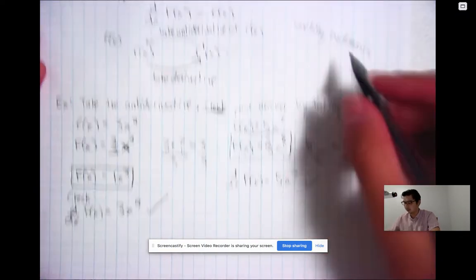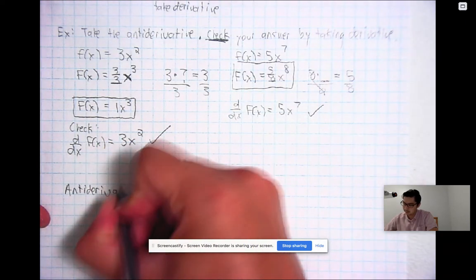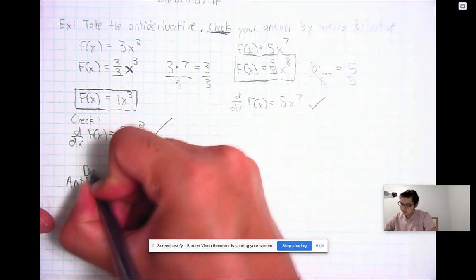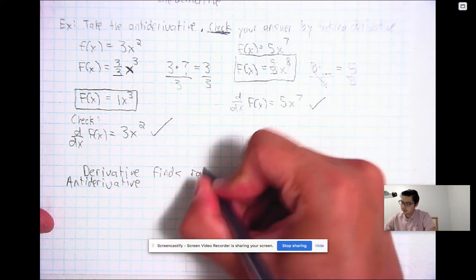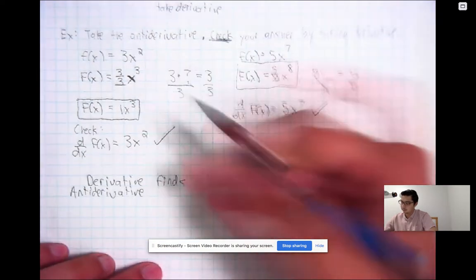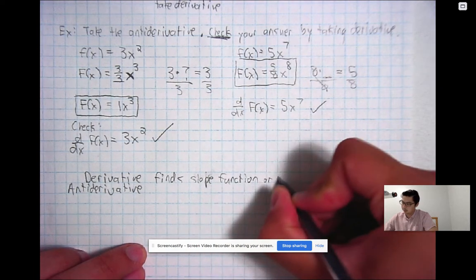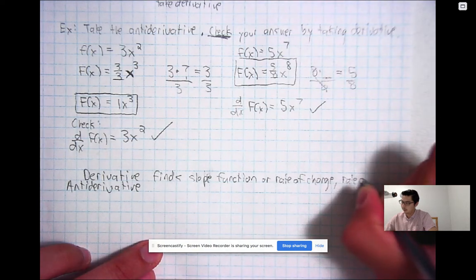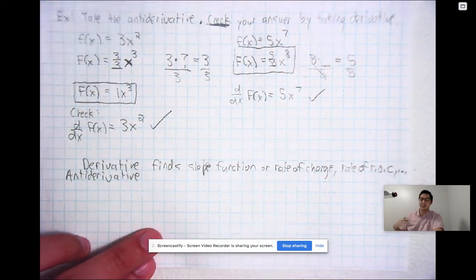And what's that mean? So let's note. An antiderivative, this is the last thing I'm going to say in this video. I know it's getting kind of long. So a derivative, let's start here. A derivative finds the rate, finds the slope function, or the rate of change. And then you can keep taking derivatives, and then it's the rate of change, and so forth. So with derivatives, you find the rates.